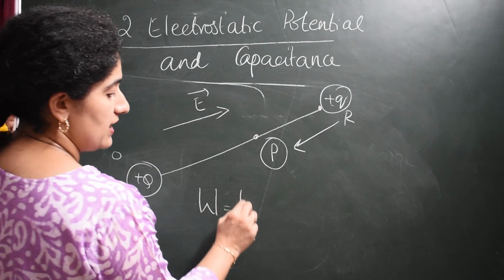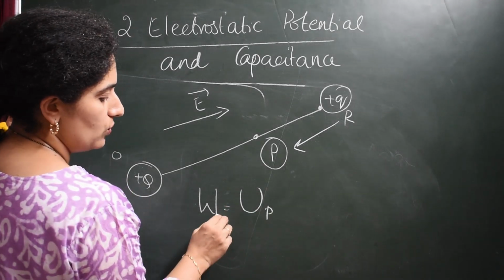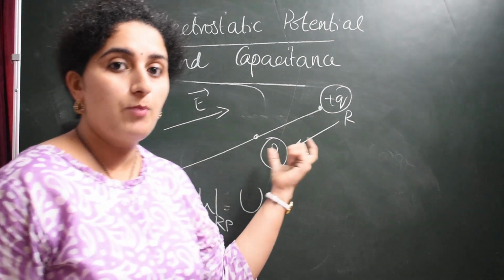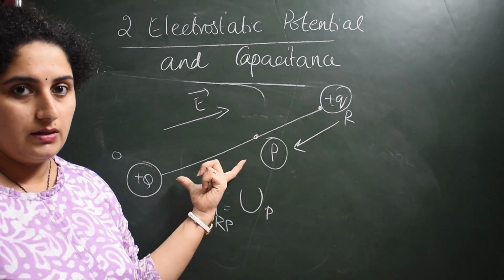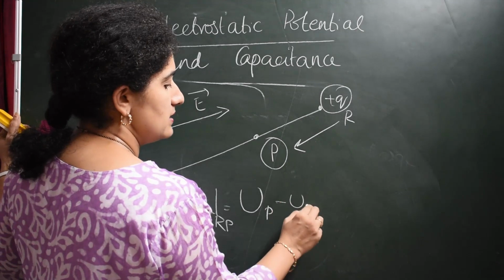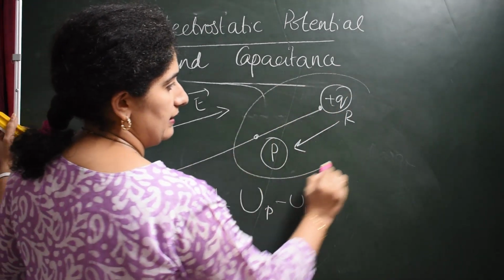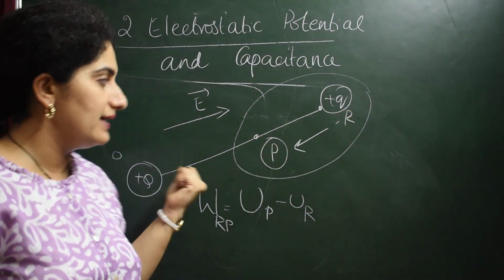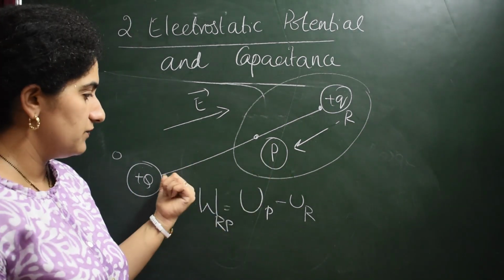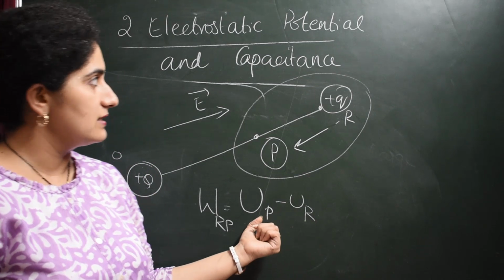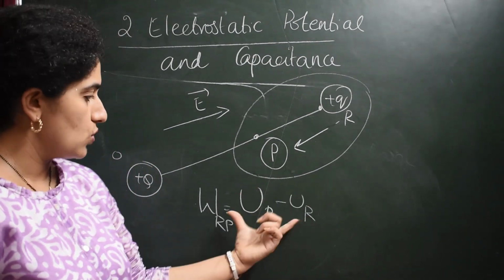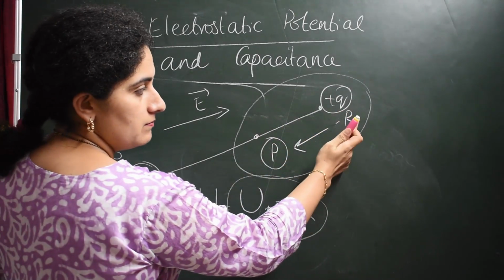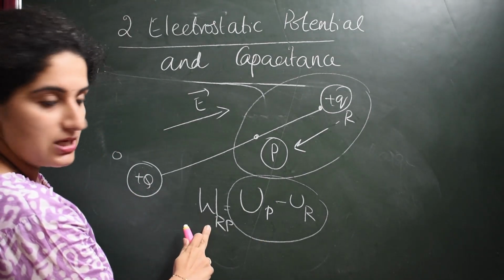We can write the energy as WRP, the total work done. It is nothing but the difference in the potential from here and here. So I can write it as UP minus UR. Just here, if I consider, what is the potential here? What is the potential here? As you bring it nearer, the potential will be more and more. So it is UP minus UR, where UP is the electrostatic potential. So this is the difference, and the amount of work done from here to here is written as WRP.